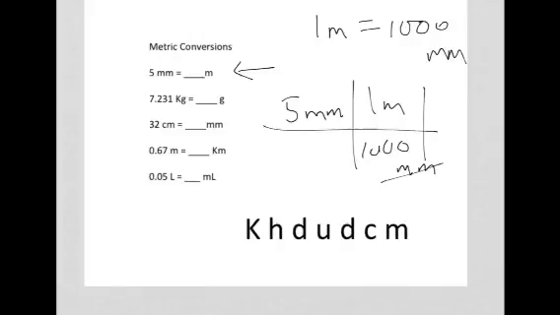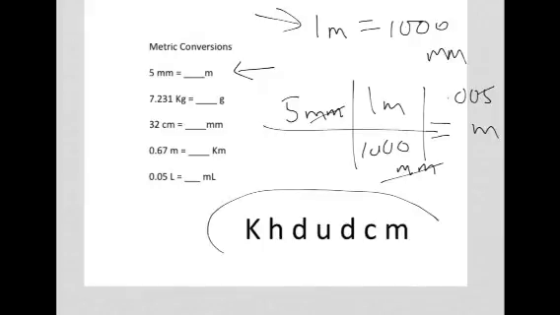So what am I doing? I'm crossing out millimeters, and I'm going to end up with 0.005 meters. So that's the conversion factors using dimensional analysis, which means you have to memorize conversion factors. There's another way you can do it, and that's here with these letters, which I'll show you in a minute.